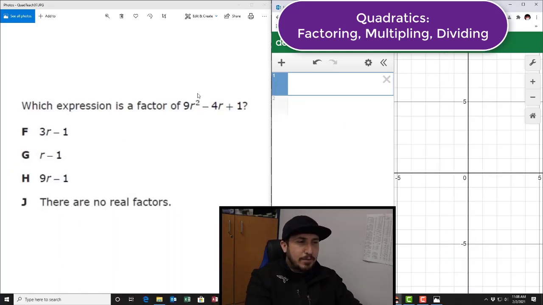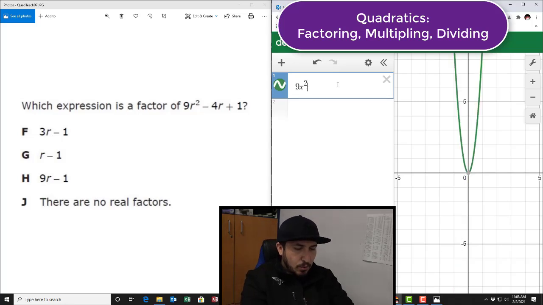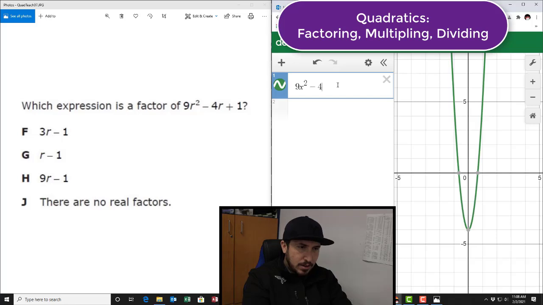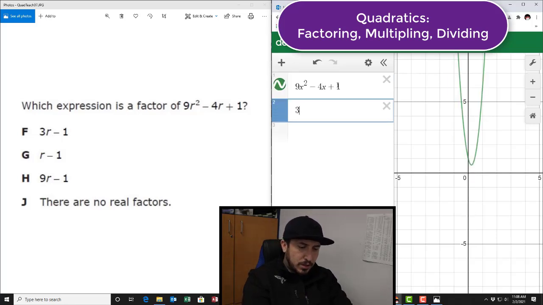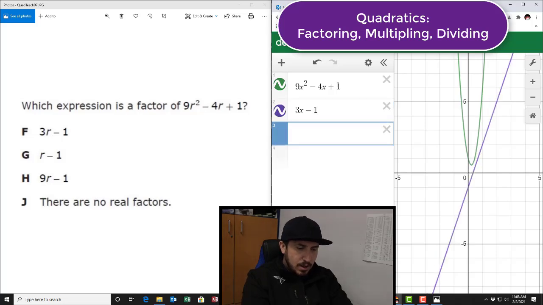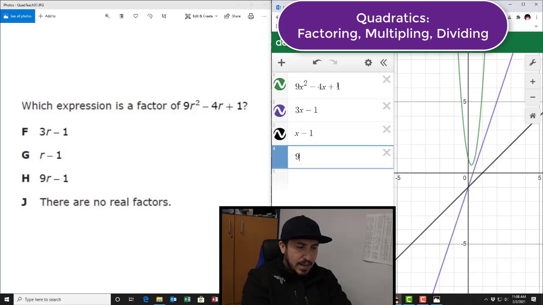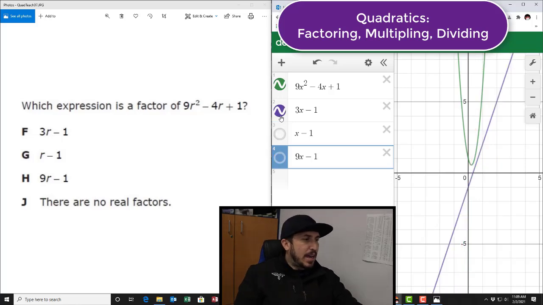Last one, here we go. Find a factor of this guy. Here we go, 9. Change the R to an X. That way it can graph. Otherwise, the computer doesn't understand it. Oops, 4x plus 1. Type in the first choice, 3x minus 1. X minus 1. 9x minus 1. Let's see. He doesn't match. He doesn't match. And he doesn't match. So these guys don't match.